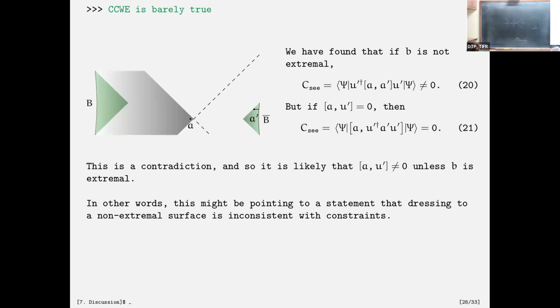So what have we done? Suppose there is an operator dressed to B bar, which is this line, and you have an operator close to the horizon here. What we found is that the commutator of these two operators in the state U prime psi is not 0, unless B is extremal. Because basically this operator does to B bar and B bar moves up, this operator also does it. But if you assume that A and U prime commute, the commutator of A with U prime dagger A prime U prime is not 0.